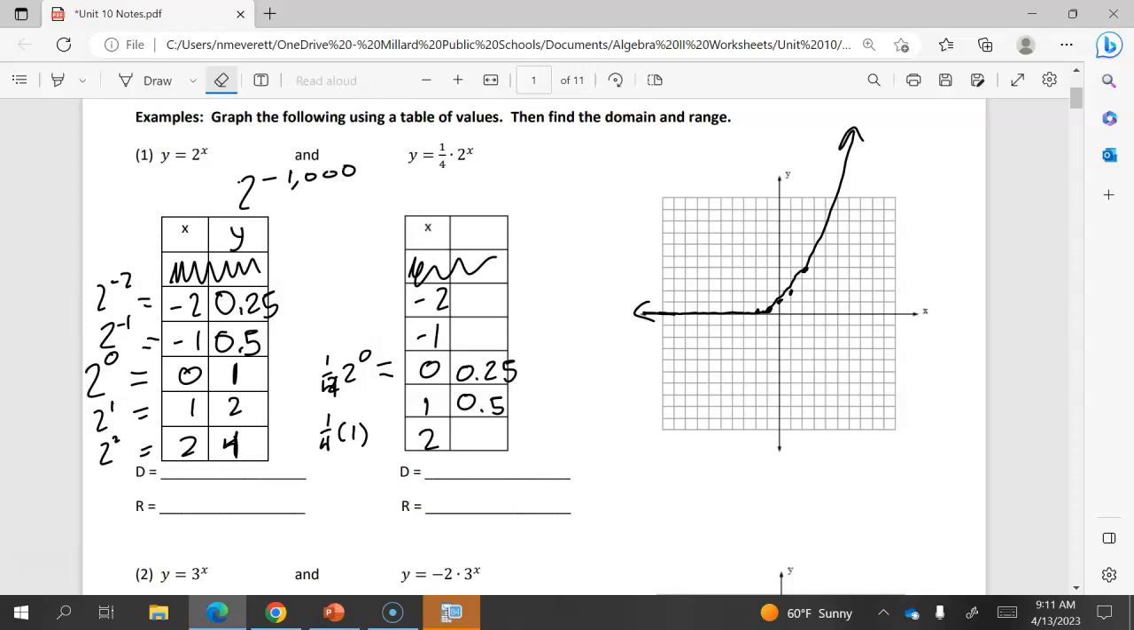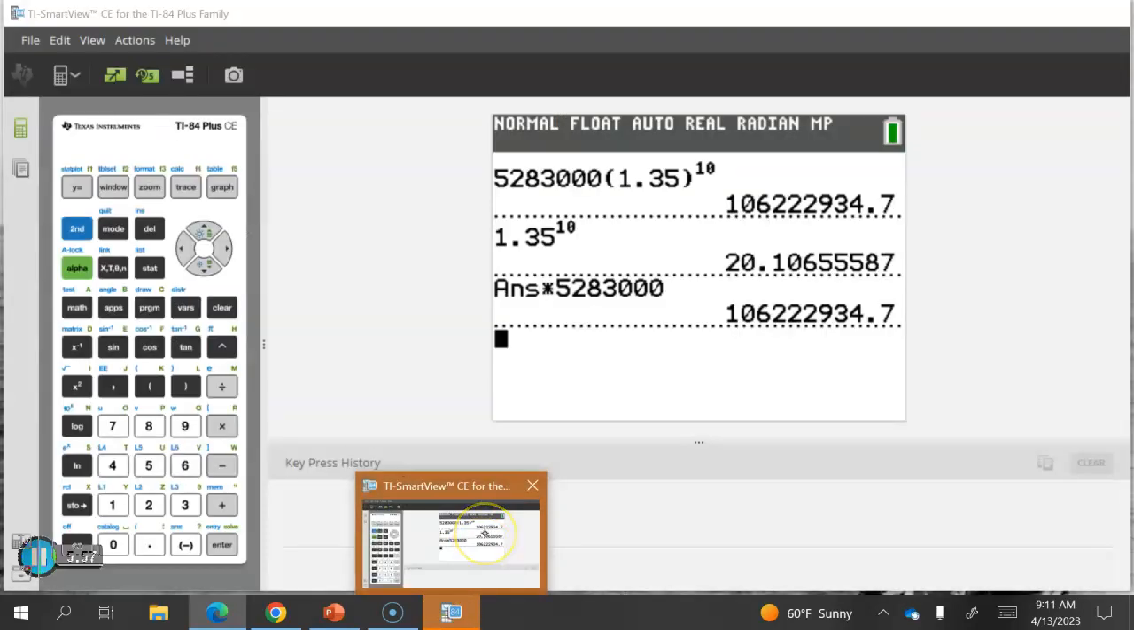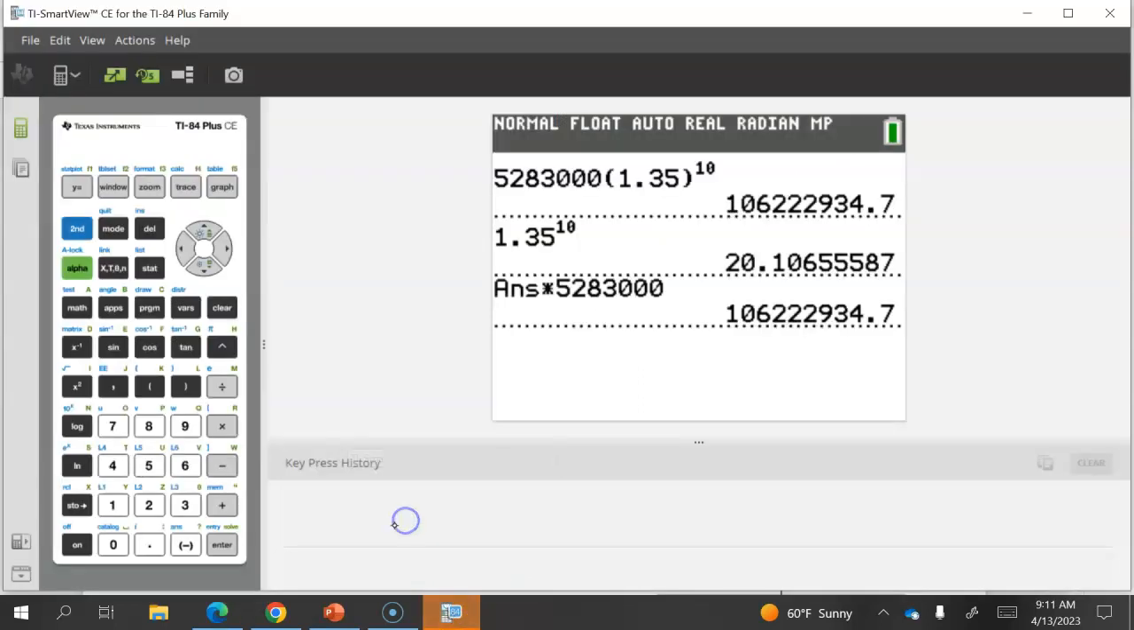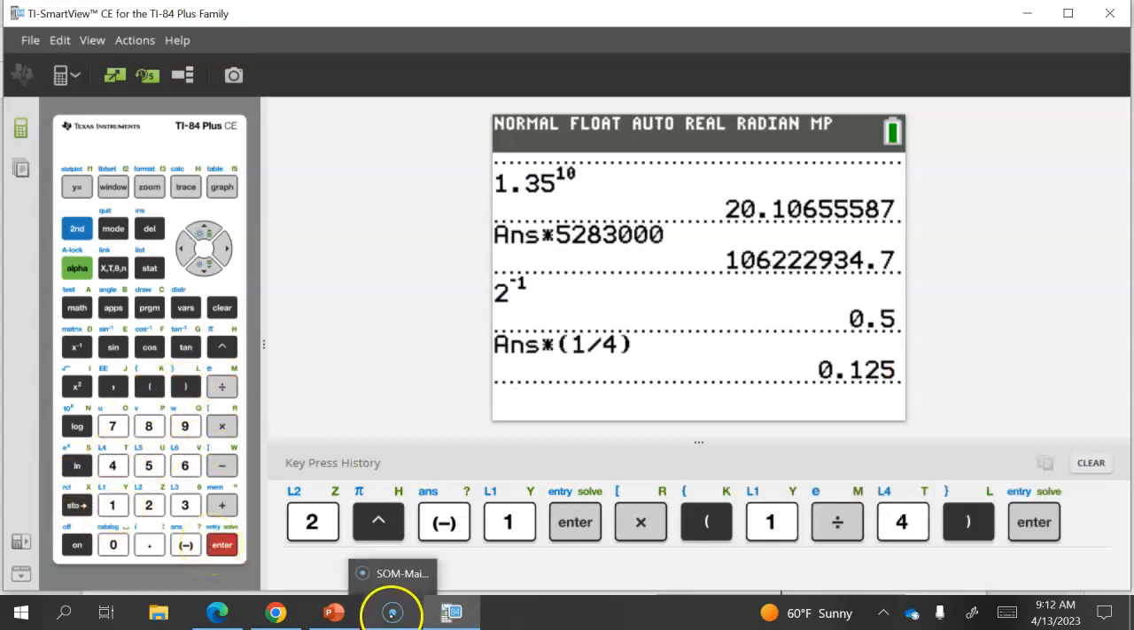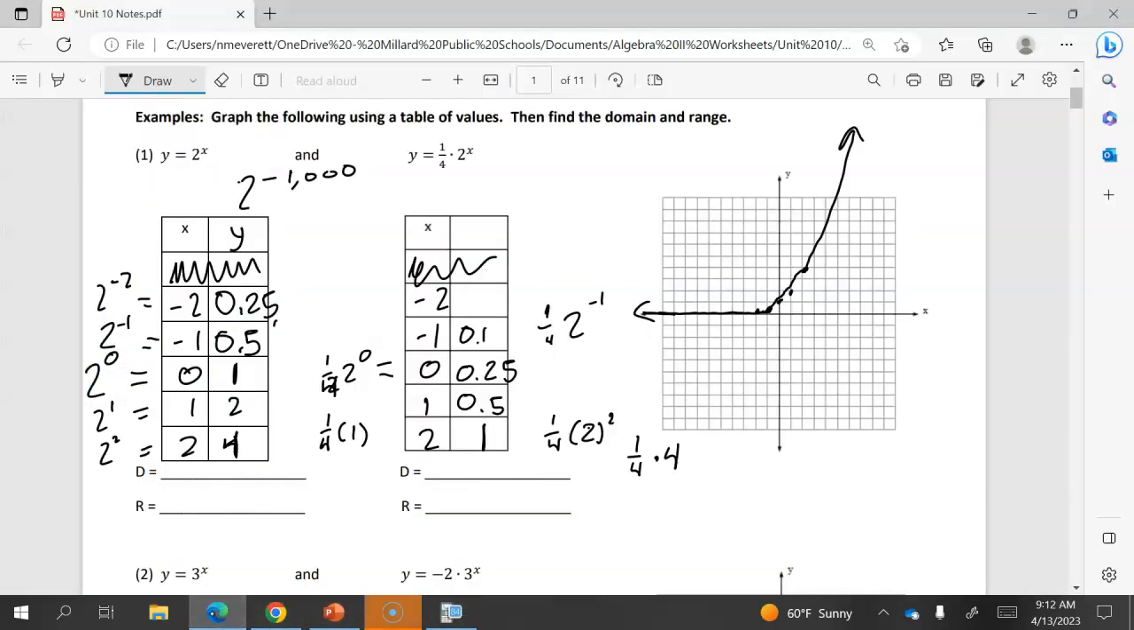Let me erase some stuff here so I give myself some room. Next one is 1/4 times 2 to the second. Do the exponents first. 2 squared is 4, so that's 1/4 times 4, which is 1. Next is 1/4 times 2 to the negative 1. I'm going to show you how to do this in your graphing calculator. Do your exponents first: 2 raised to the negative 1 power is 0.5, and then times 1 divided by 4 gives 0.125.